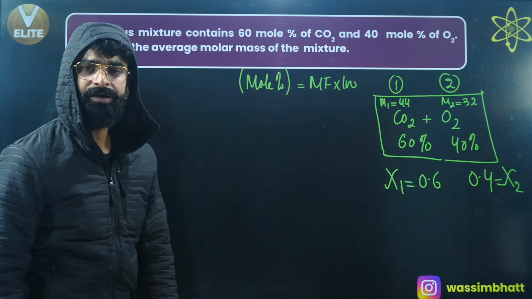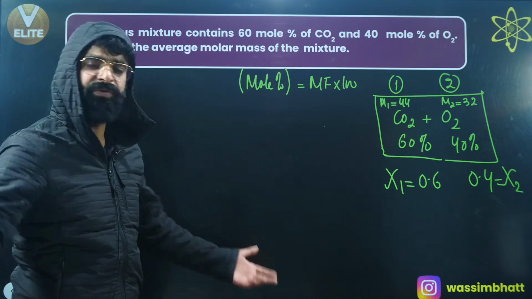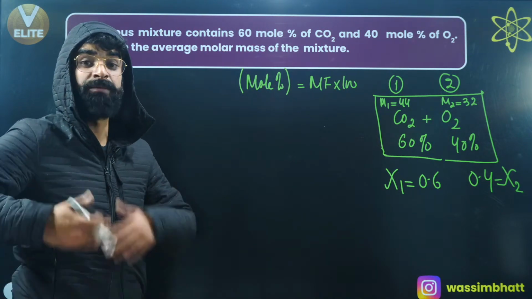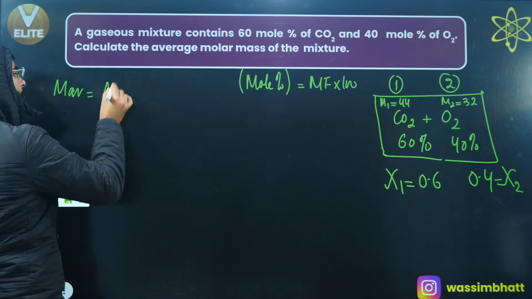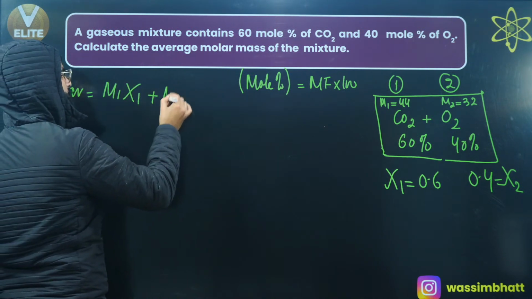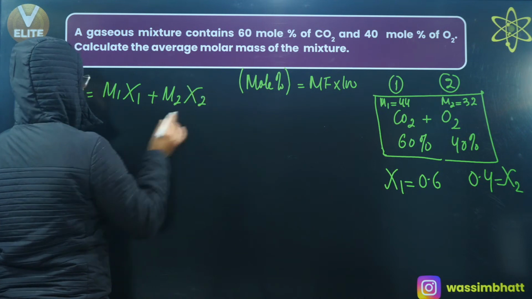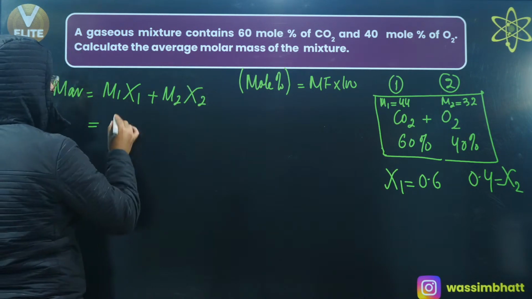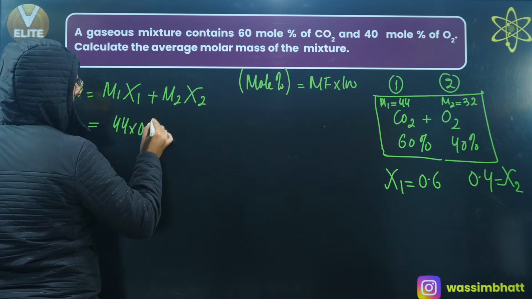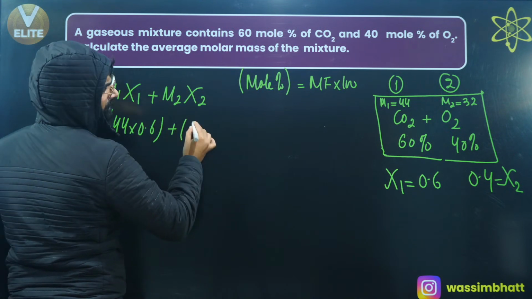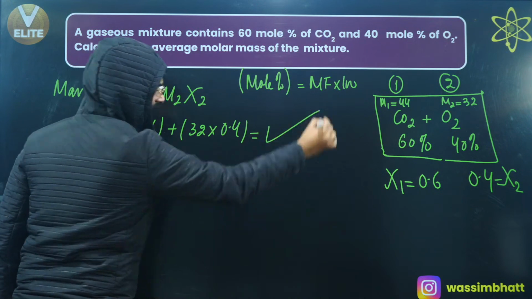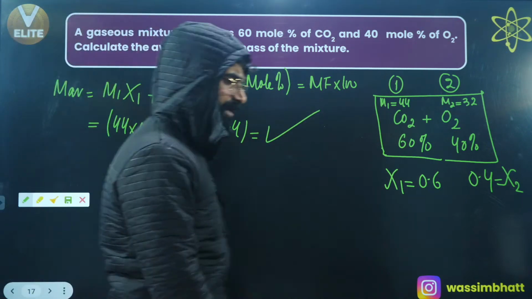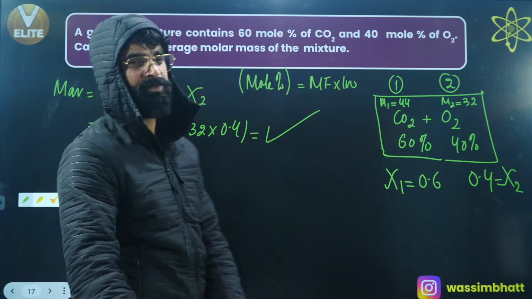There is one formula by means of which you can calculate the average molar mass of a gaseous mixture by using the mole fraction data. That is MAV is equal to M1 Chi1 plus M2 Chi2. M1 value is 44, Chi1 value 0.6, M2 value 32, Chi2 value 0.4. That's going to be your answer, as simple as that. As far as I remember, the answer will come out to be 39 point something.